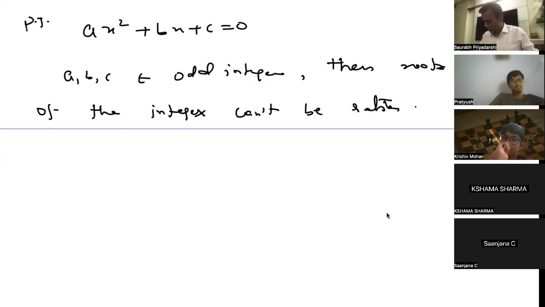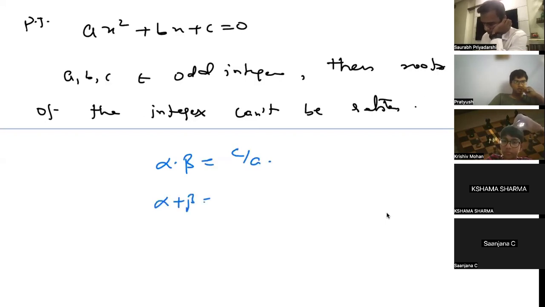By Vieta, we get the product of roots equals C by A. Since C and A both are odd, taking alpha and beta as the roots, they will also have to be odd. But then the sum of roots equals minus B by A, and if you add two odd numbers you get an even number, but B upon A is odd. So it's not possible.